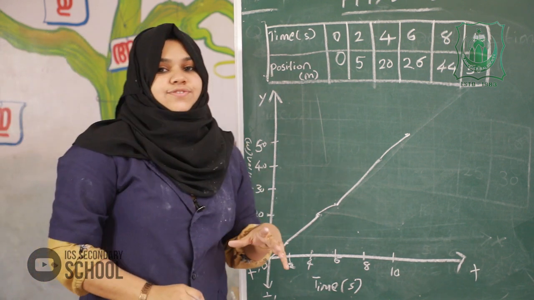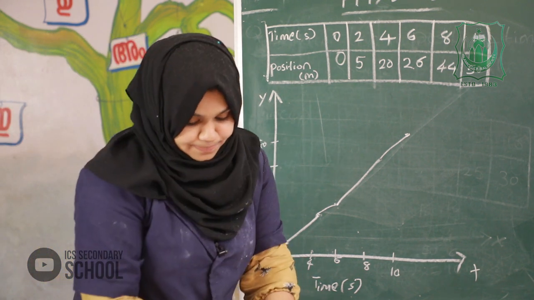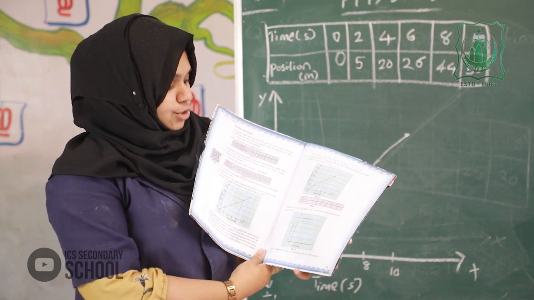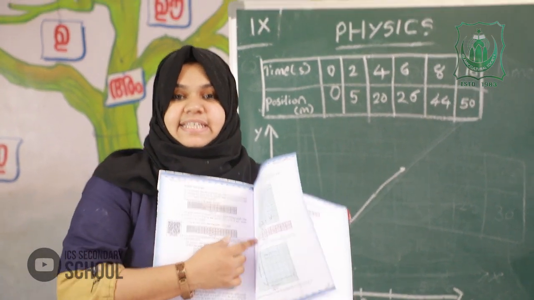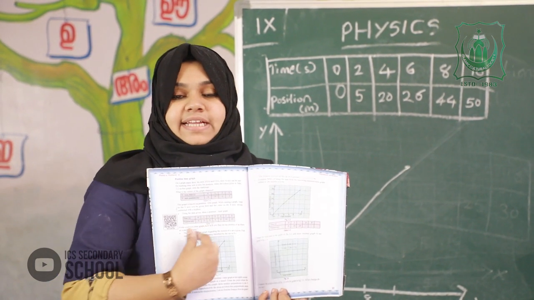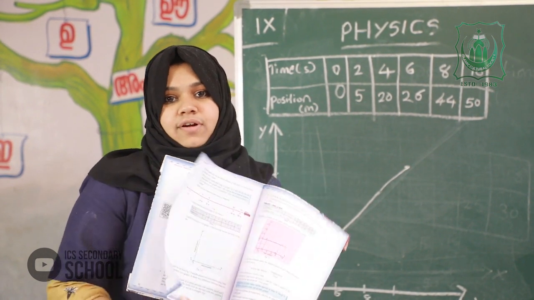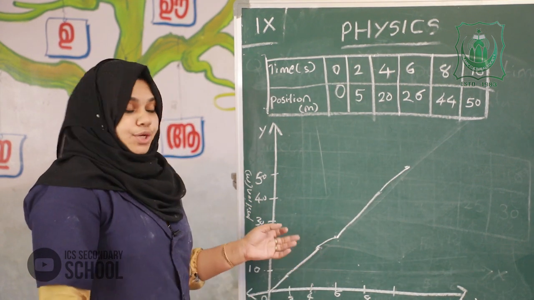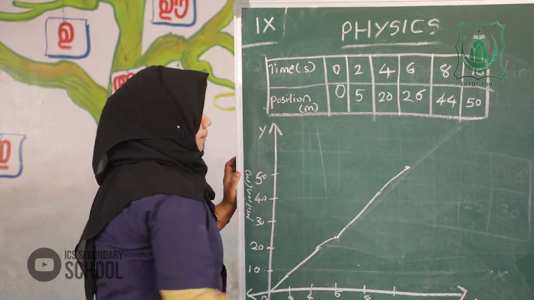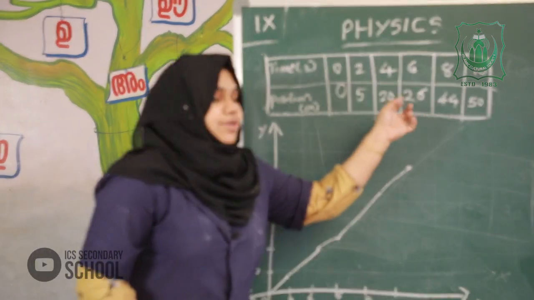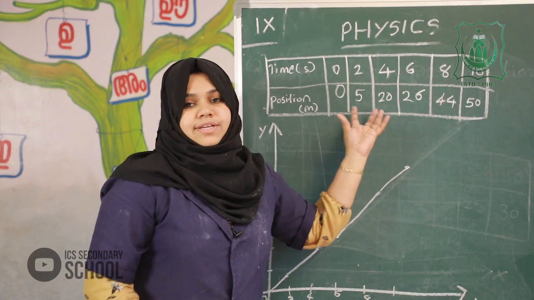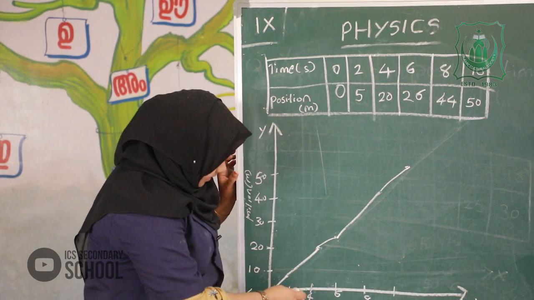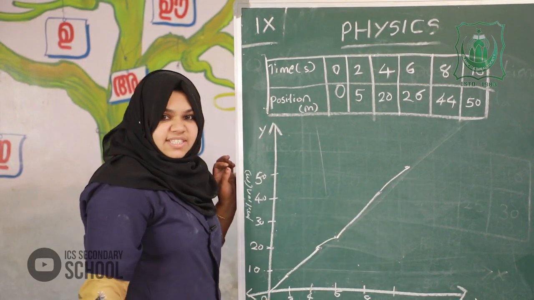In the last classes, in the graphs of 2.4 and 2.5, we got a straight line graph. But here, is it a straight line? No, it's not a straight line, because the values are not increasing uniformly. That's why we don't get a straight line.